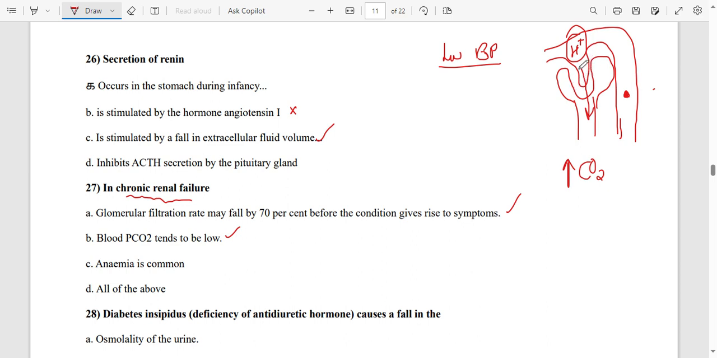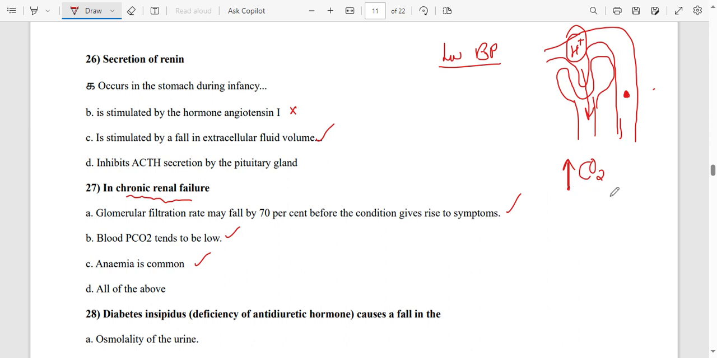Another thing, because the kidney is not working well, you're also going to have anemia. Why is it like that? Anemia is a low red blood cell count. And how is it related to the kidney? Remember, we talked about the juxtaglomerular apparatus. It's made up of the juxtaglomerular cells, which are involved in the production of renin. Also made up of macula densa cells, which are involved in regulating salt levels.